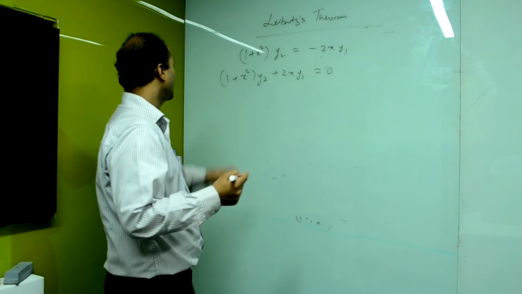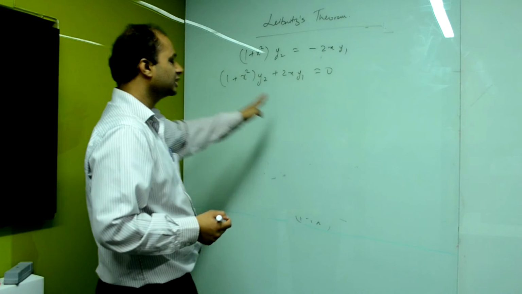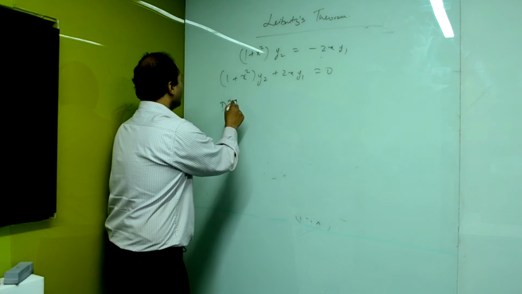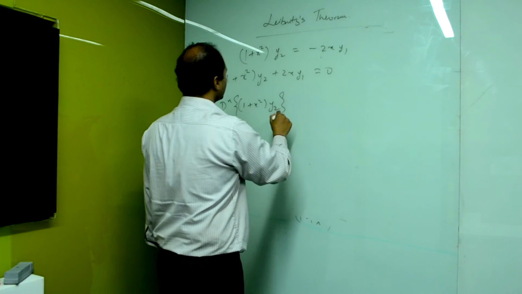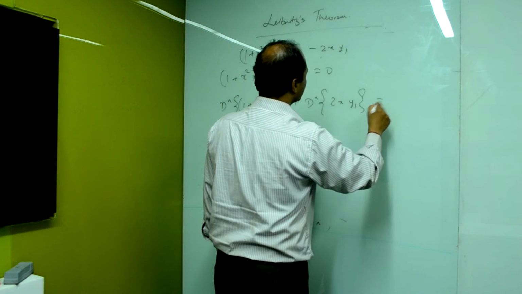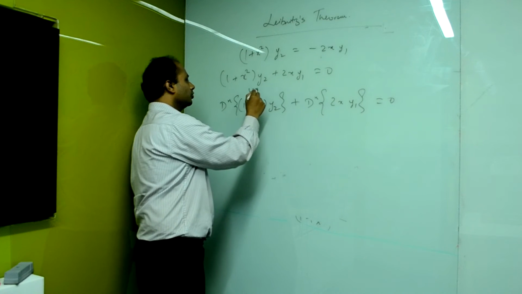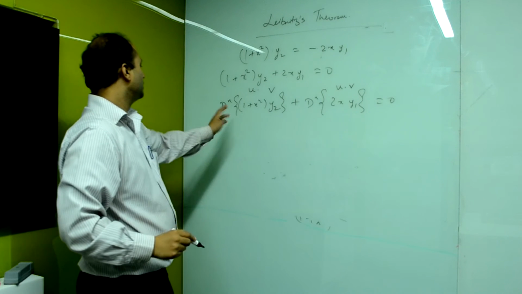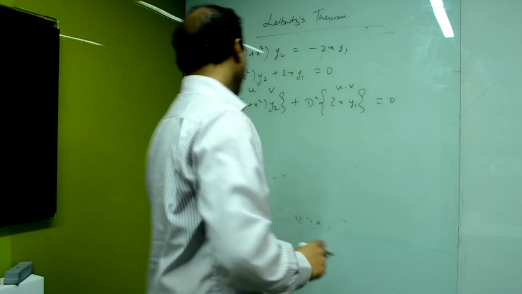Now we will apply the nth derivative to each one of these terms by using the linearity rule. That is, we find the nth derivative of 1 plus x square into y2 plus the nth derivative of 2x y1 is equal to 0. How to go about it? I choose the first function as u and the second function as v. We know that the nth derivative vanishes after a constant. That is the whole concept behind it.